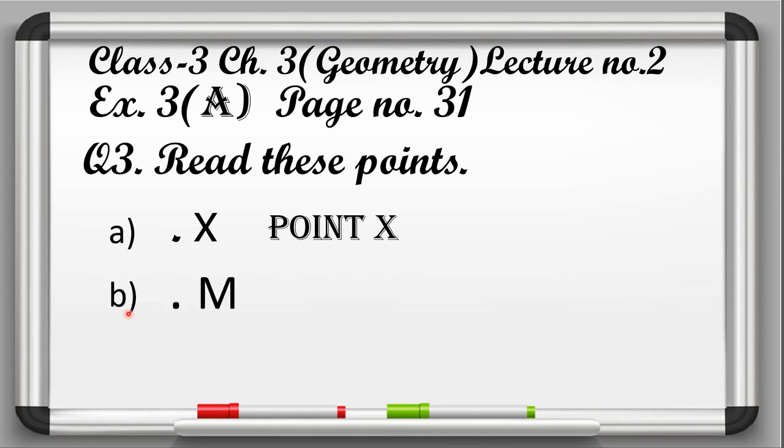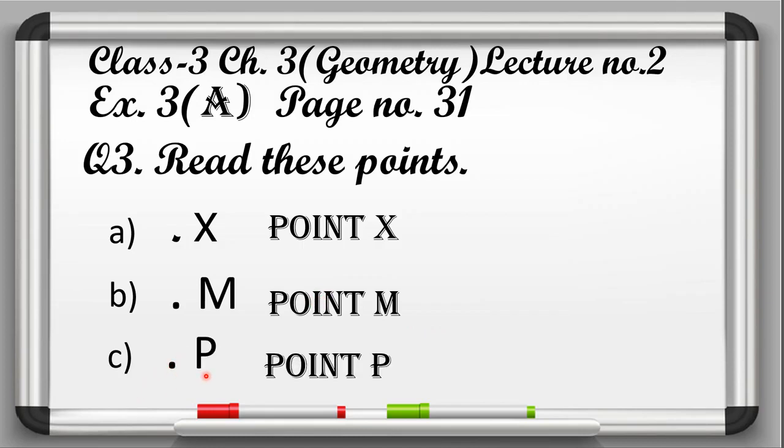Now in B part, this point is given and the name of this point is M. So how we can read it? Point M. And in C part, this point is given and the name is given P. So how we can read it? Point P. Understood?